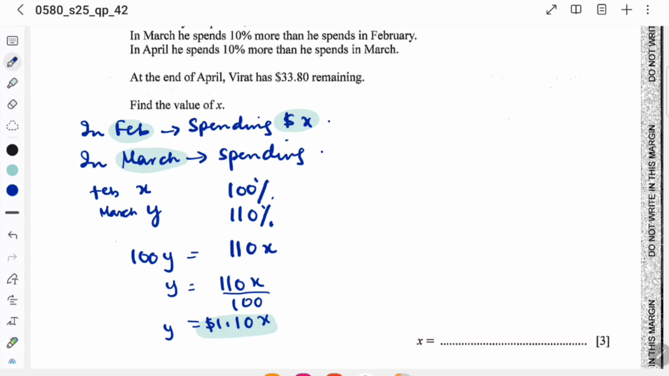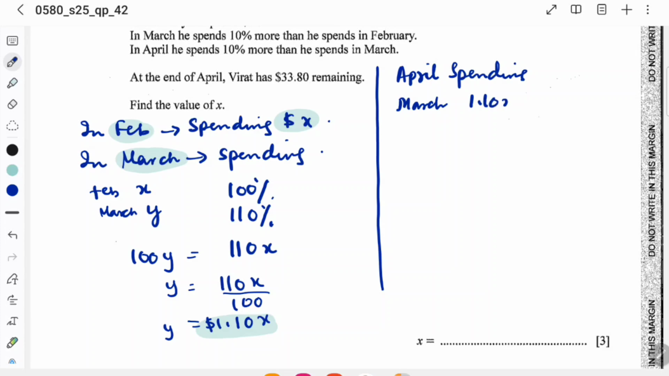All right, now we are going to find out April, which is the last month. In April spending, we'll always look at the previous month, which becomes the original one. So this time March is the original one: March 1.10x, which is the expenditure, is 100%, and this time again 10% more, so I'll take a variable Z for April.